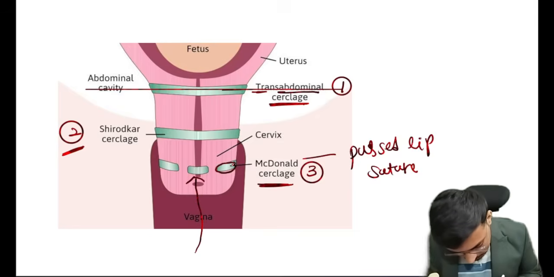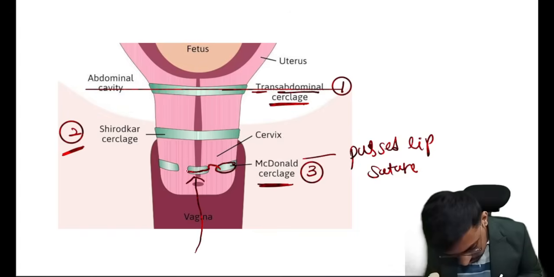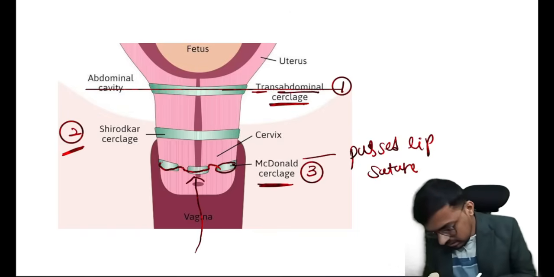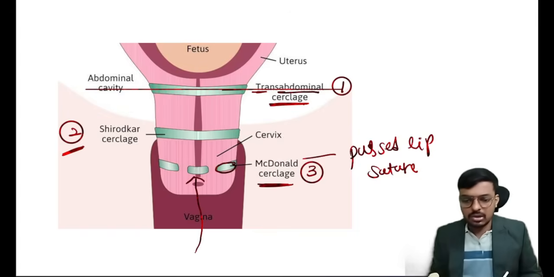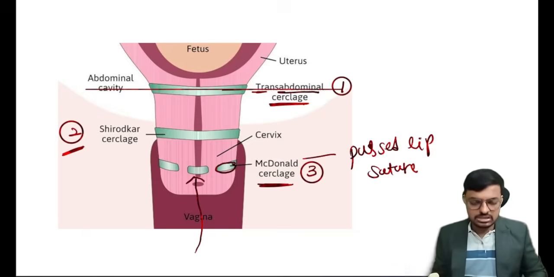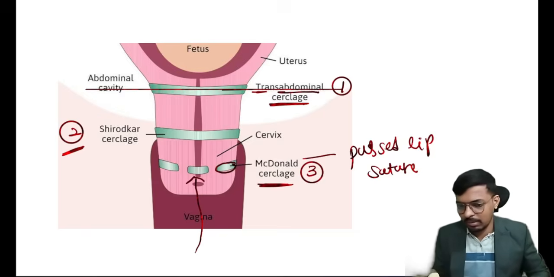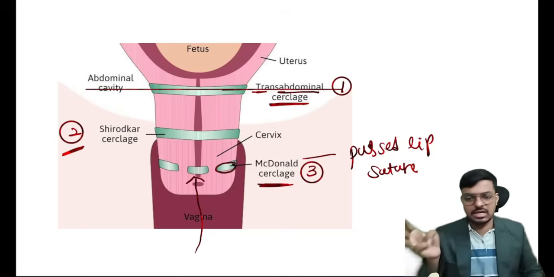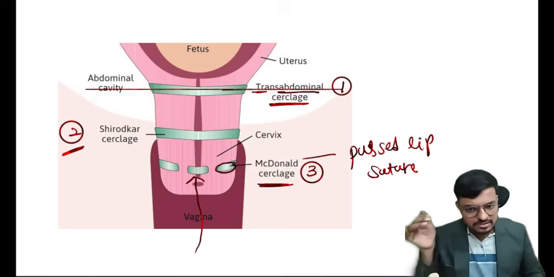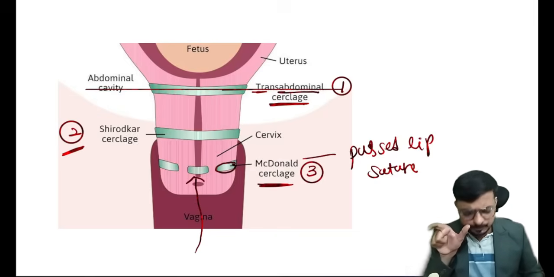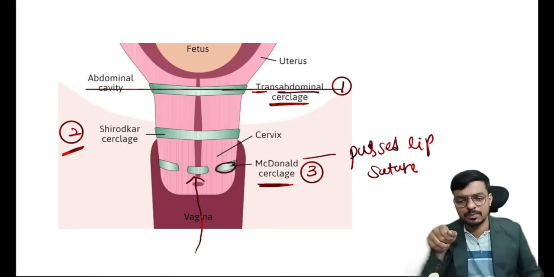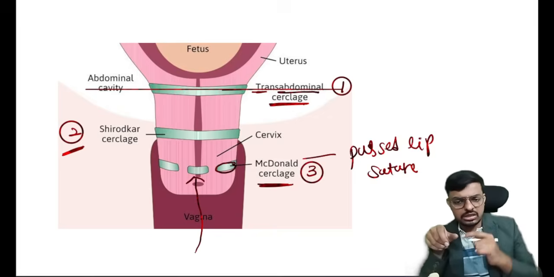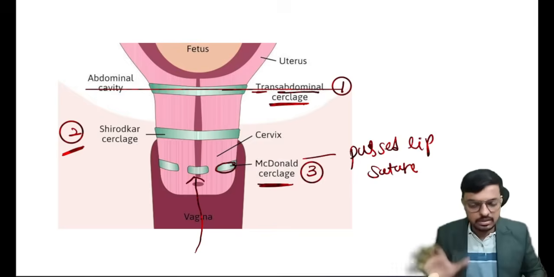This suture is above, and we went inside, and again we came out, and again we went inside, and again came out. This technique we call the McDonald cerclage surgery. Here we are doing the pursed lip suturing technique. Very important, keep in mind the three types of cerclage surgery. One is transabdominal, where we take an abdominal incision and apply the suture to the lower portion of the uterus. The second is the Shirodkar surgery, with a transvaginal approach, where we apply the suture and tighten the cervix. Another is the McDonald type, where we do the suturing in the pursed lip technique. These are the three types of cerclage surgery.